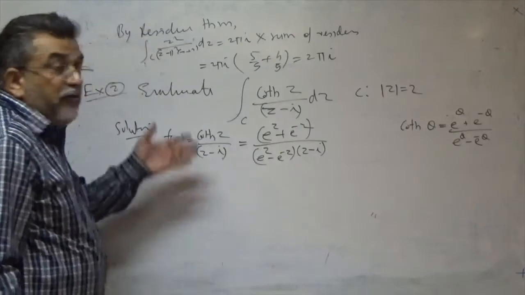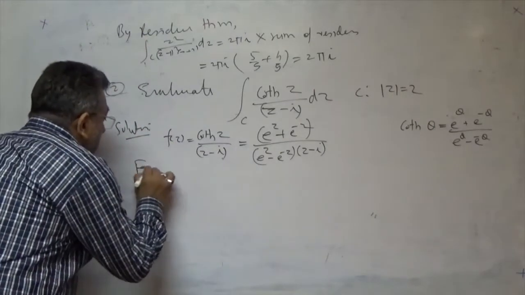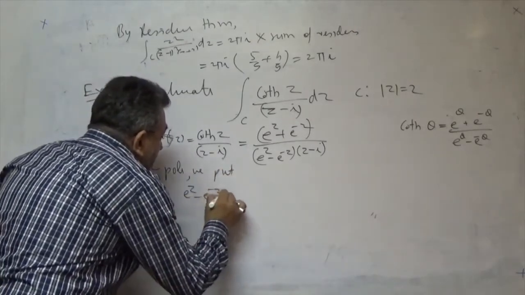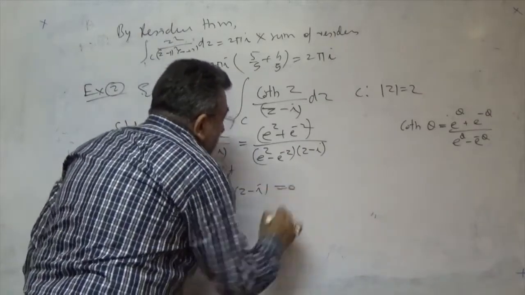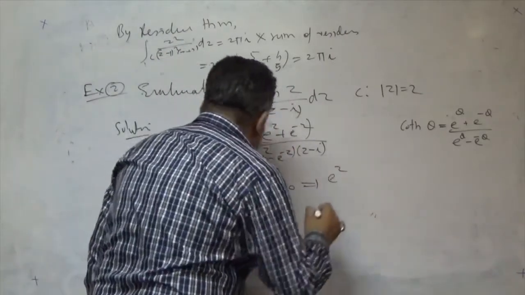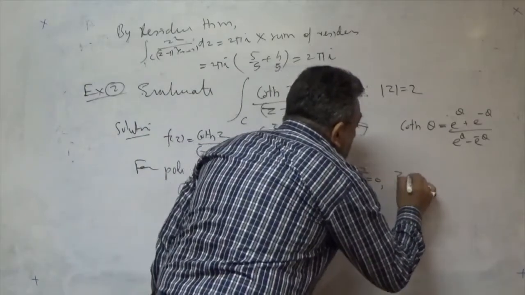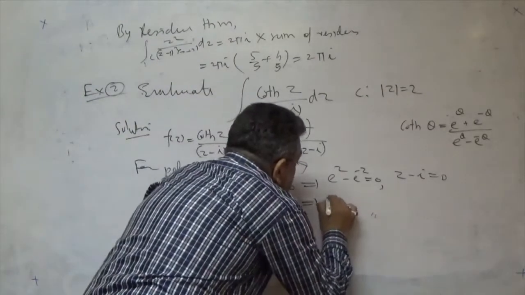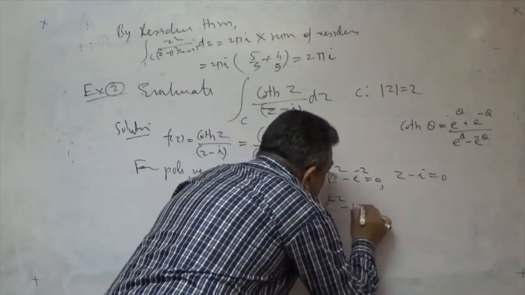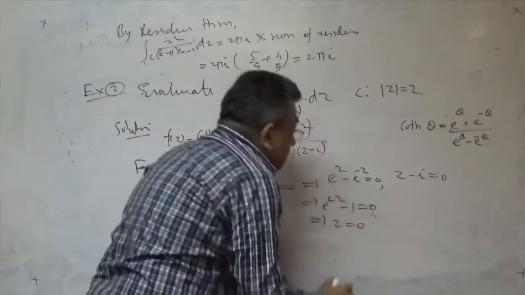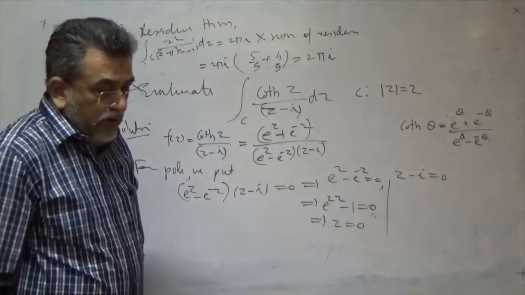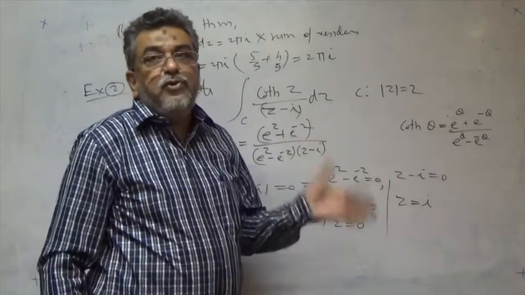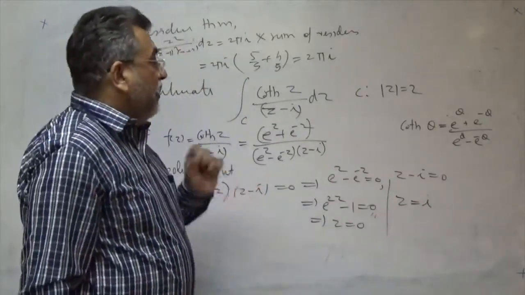So first of all, we have to find the poles. For poles, we put the denominator equal to 0. If we solve this, we get e to power z minus e to power minus z equal to 0 and z minus i equal to 0. From this, e to power 2z minus 1 equal to 0, from here we get z equal to 0. This is the first pole. From the other factor, simply z equal to i. So here we have two poles, z equal to 0 and z equal to i.